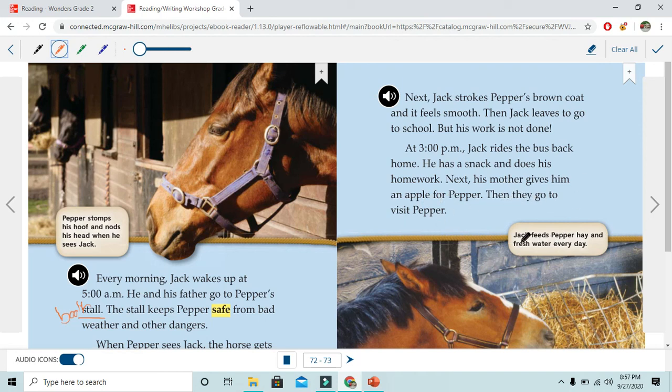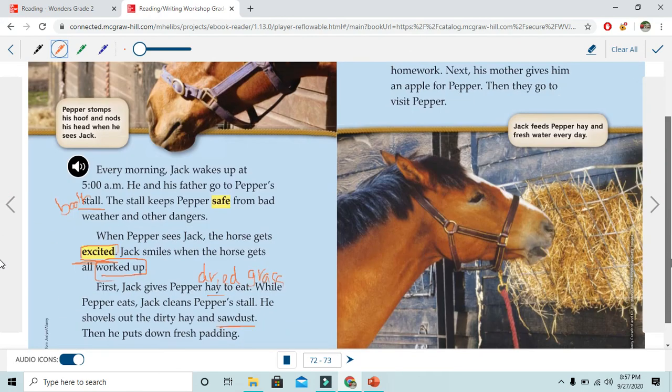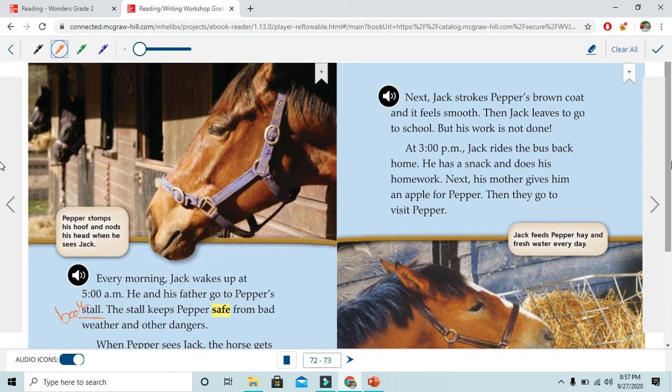Let's read the caption here. What is written on the picture? Jack feeds Pepper hay and fresh water every day. Okay, that's good. That was our reading class for today. Here are some details about how Jack cares for Pepper. We started with how he feeds him, how he cleans his stall or his place, and how he cares about him after school. Tomorrow we will finish our reading story.